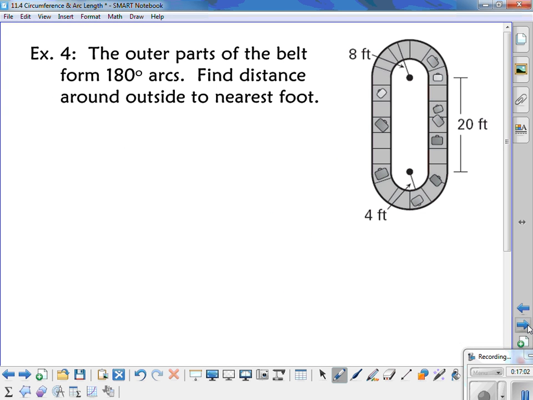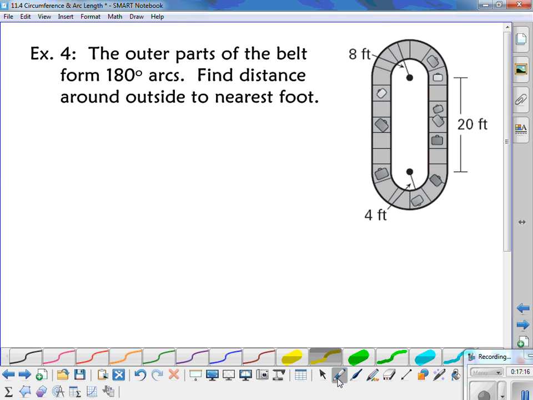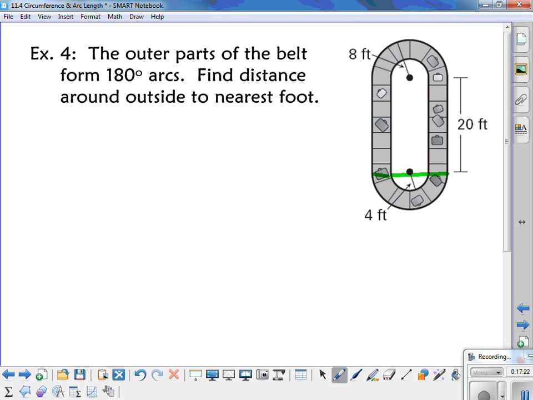All right, here's another example. So the outer parts of the belt form 180-degree arcs. We're going to find the distance around the outside of this belt to the nearest foot. So if I look at the figure, they told me that this portion right here is 180, and this portion right here is 180.